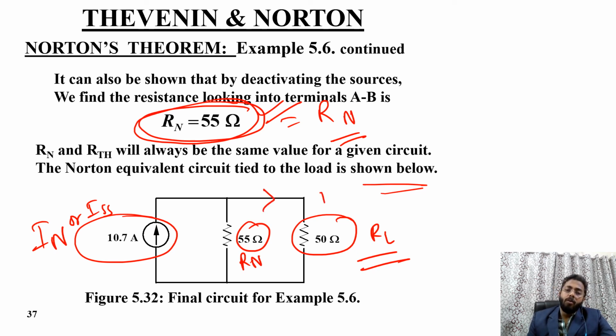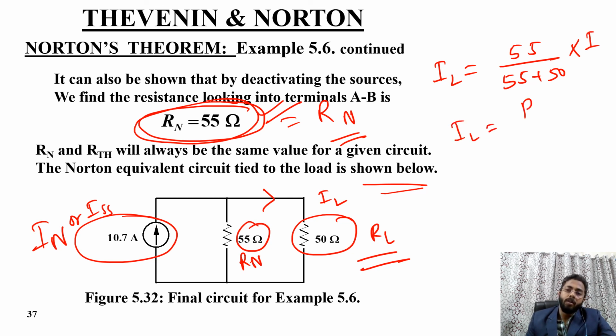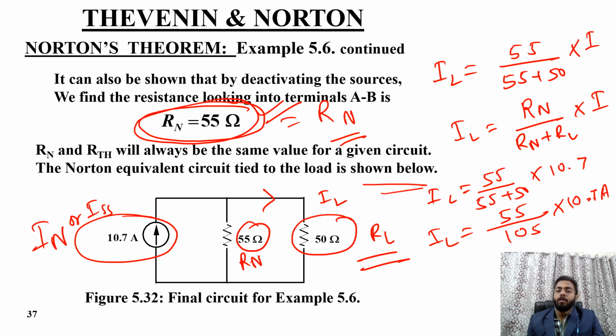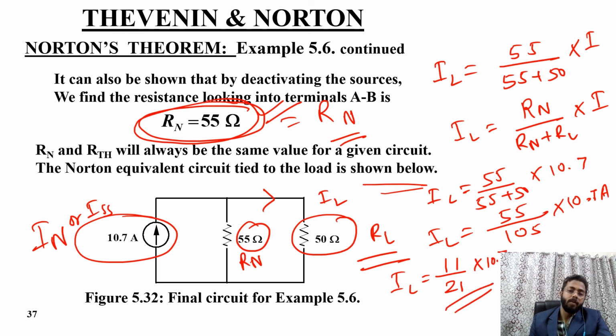After this you can apply the current division technique. So what is the current in the load? The current in the load I_L is equal to 55 by 55 plus 50 times the total current. The formula is I_L is equal to R_N by R_N plus R_L times I. So I_L is equal to 55 by 55 plus 50 times 10.7. I_L is equal to 55 over 105 times 10.7 ampere. Once you calculate this value, I_L is equal to 11 over 21 times 10.7. This is your final answer.